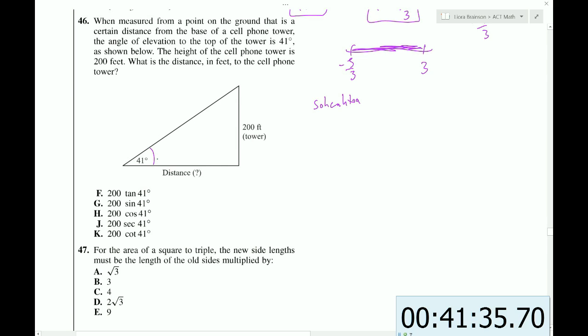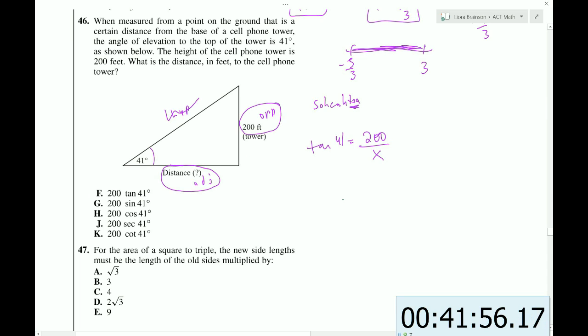So in this case, we would label all three sides. This would be opposite, this would be adjacent, this would be hypotenuse. Hypotenuse is irrelevant here. We know the value of opposite, and we want to know the value of adjacent. So we're going to use tangent. So tangent of 41 equals opposite over adjacent.